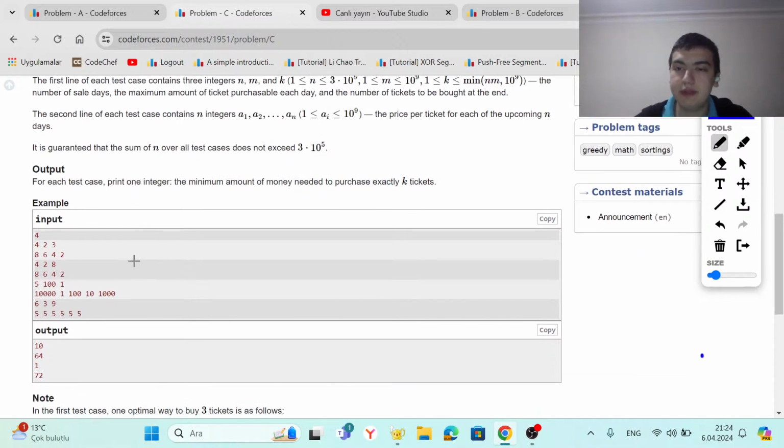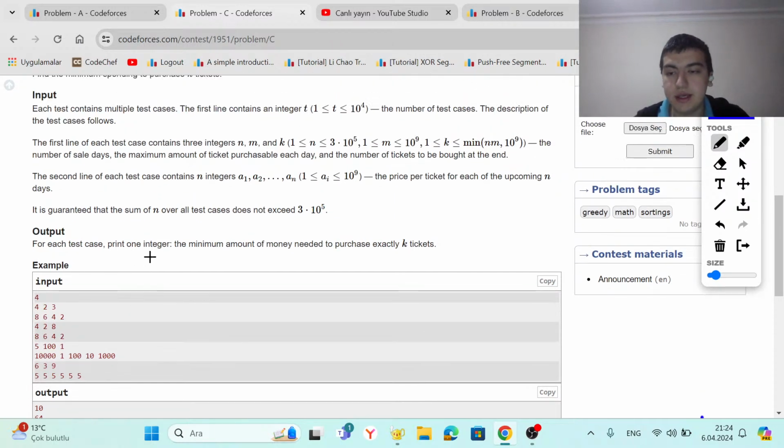Now, what can we do? Let's think about it. We can first think that if we want to buy some tickets on the ith day and some tickets on another day, not I plus 1, say J. If we want to buy tickets on both I and J, let's look at the situation.